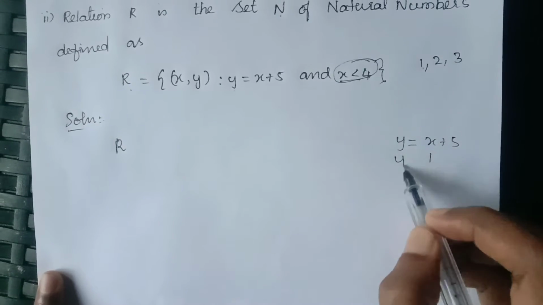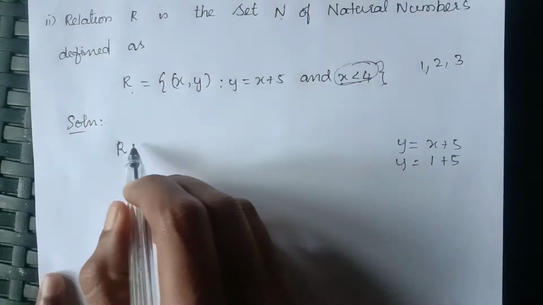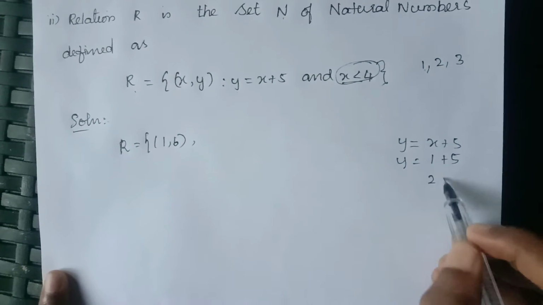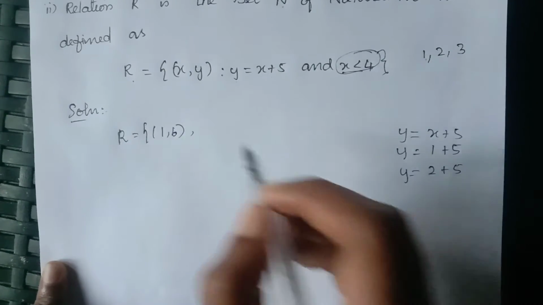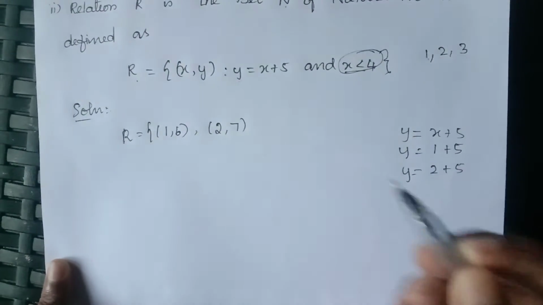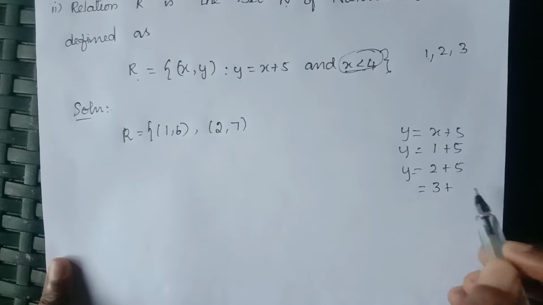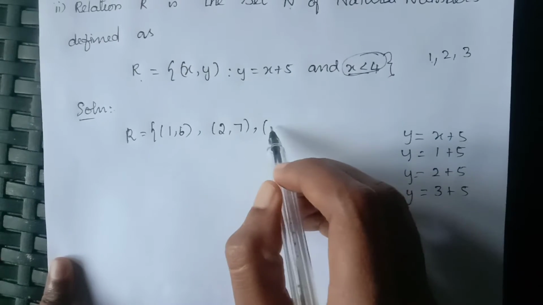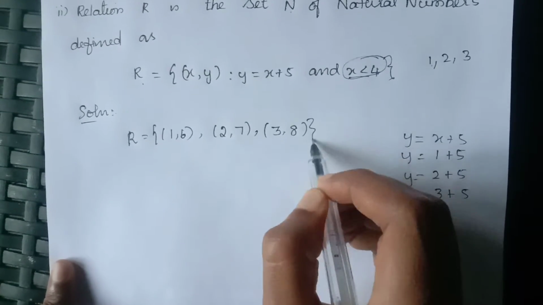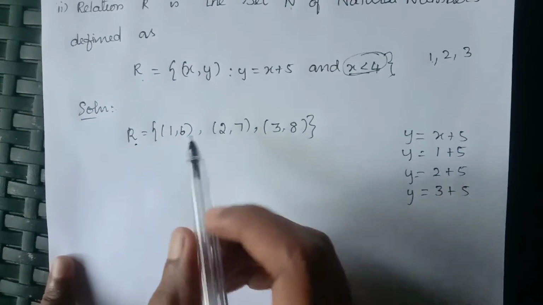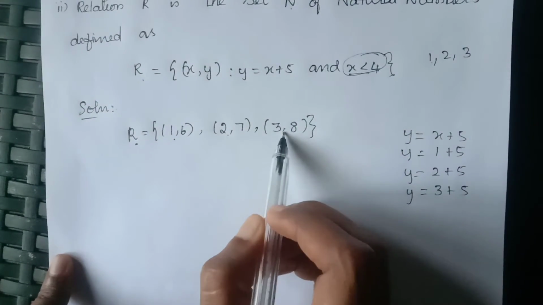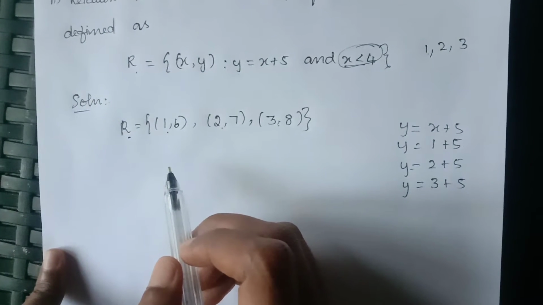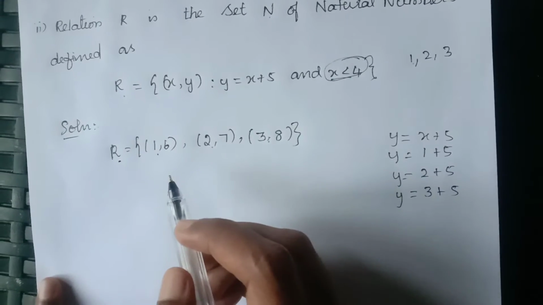Now substitute. If x = 1, y = 1 + 5 = 6, so (1, 6). If x = 2, y = 7, so (2, 7). If x = 3, y = 8, so (3, 8). So the relation R has (1, 6), (2, 7) and (3, 8). These elements belong to R.